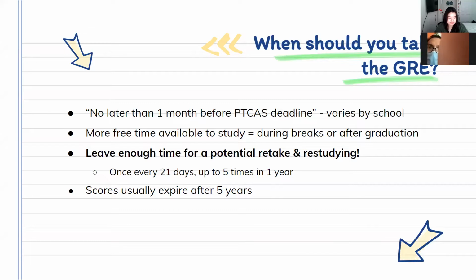And also leave enough time between test taking for a potential retake and restudying before you apply to your program. It is about once every 21 days and up to 5 times in a single year. And scores will usually expire after 5 years.